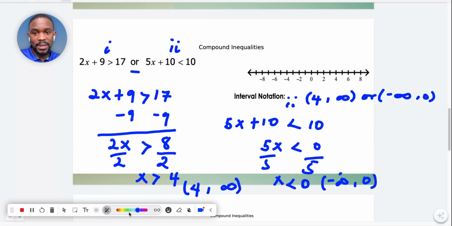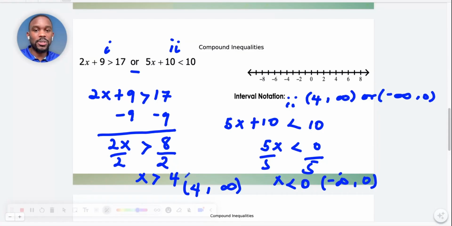But let's plot it now. I'm going to plot inequality number 1 in blue because we're dealing with greater than 4. It's not greater or equal to, it's just greater than 4, so we're going to use an open dot. We get to 4, draw an open dot, and it's anything on that side, greater than 4. And then to plot x less than 0, let me use green and just go to 0. I'm using an open dot still, and it's that side. So those are the two inequalities. This is the interval notation, this is how you plot it out, and this is how you work out these two inequalities.